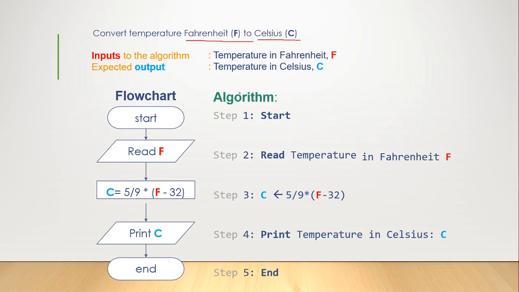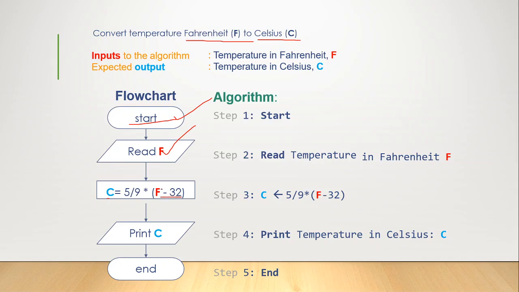Next flowchart is to convert temperature from Fahrenheit to Celsius. We must know the formula for converting Fahrenheit to Celsius, and the program and the flowchart are very easy. We firstly start the flowchart and then read the value of F. The formula for conversion of Fahrenheit to Celsius is C equal to 5 by 9 multiply by F minus 32.